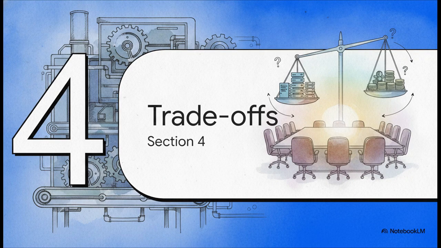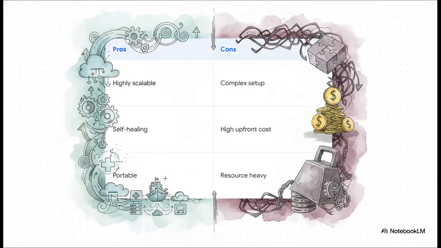All right, let's talk reality check. Section 4, the trade-offs. There is a very, very clear balance here between incredible power and sobering operational cost. On the upside, Kubernetes is incredibly scalable and highly available. I mean, it gives you automatic rollbacks, self-healing, and rapid horizontal scaling to respond to user demand instantly. Plus, it's highly portable across different cloud or on-premise setups.